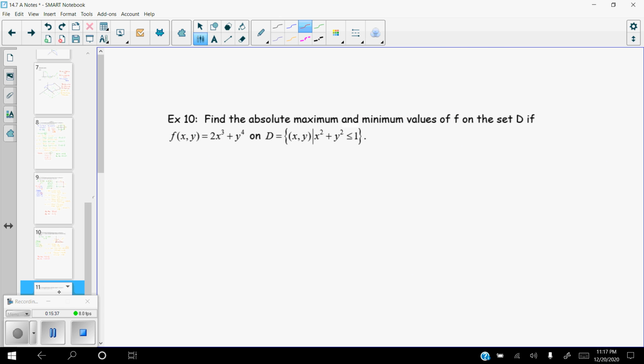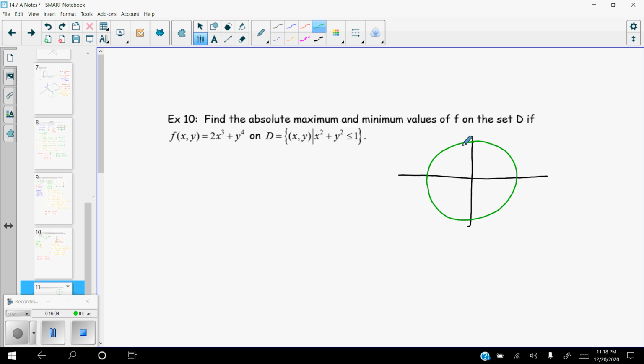Again, it's a longer one, but hopefully you'll see why this one's important. Find the absolute max and min values of f on the set D if f of x, y is defined there, and the domain is x squared plus y squared is less than or equal to 1. Why that's important is because it is a circle. So I am looking at a domain inside and including the boundary of that.